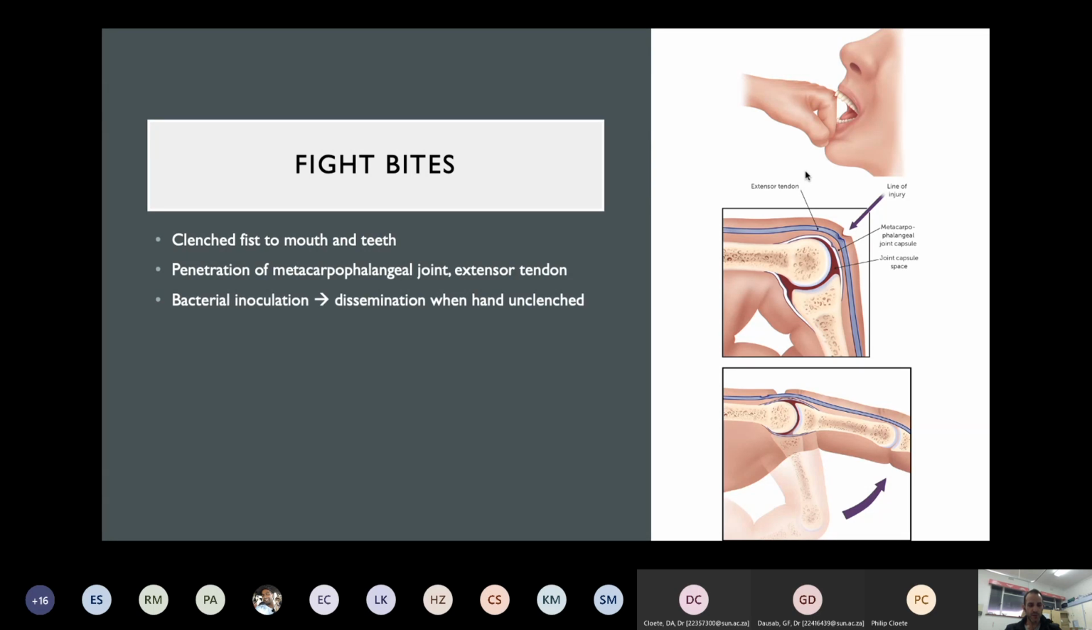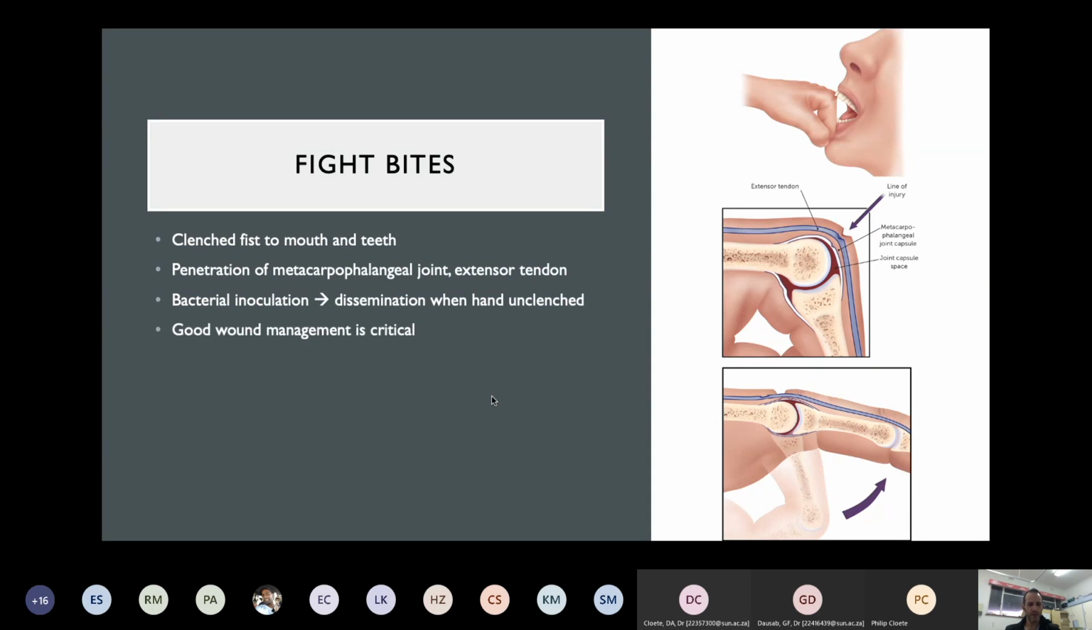Unfortunately, if there's bacteria present in that wound, the patient can disseminate that bacteria when they extend their hand or unclench that hand. So if the bacteria is inoculated into the skin, when the patient then extends their finger, all that bacteria is transmitted up into the rest of the hand, and they can present delayed with quite extensive serious hand injuries.